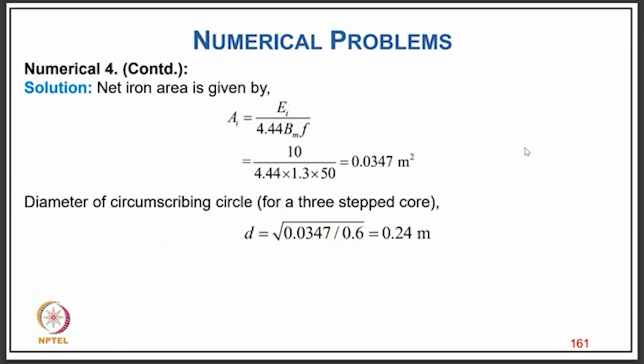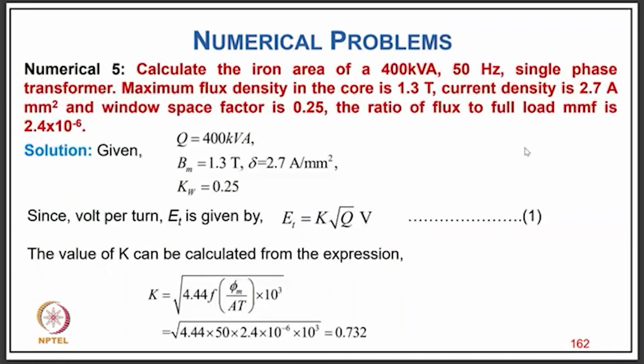So given Et equal to 10 volt, Ai from this you can calculate: it comes Et upon 4.44 Bm into f, getting a value 0.0347 meter square, and the diameter of the circumscribed circle d equals under root of this Ai divided by the factor, that comes 0.24 meter.